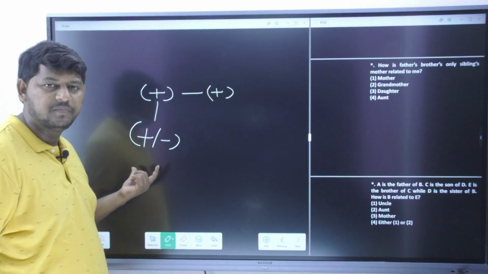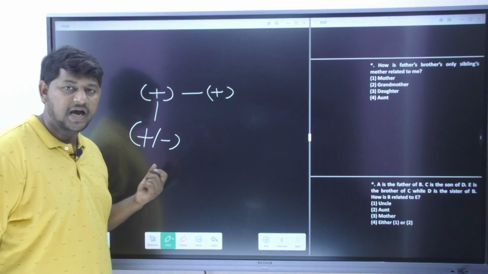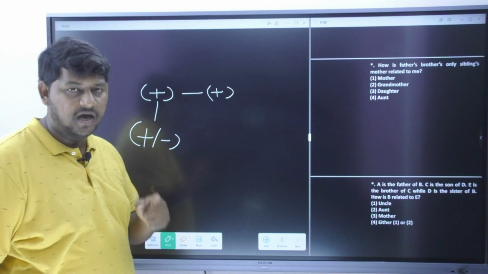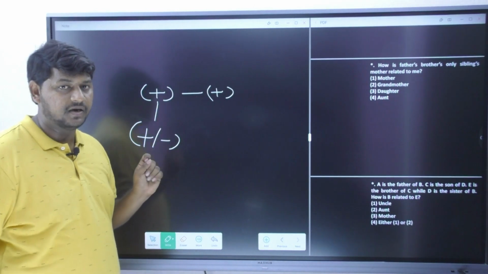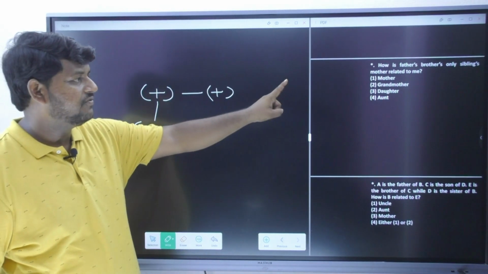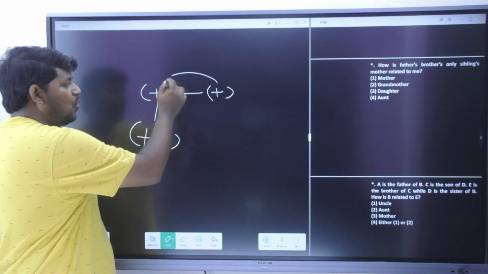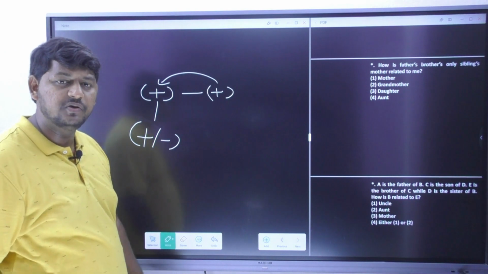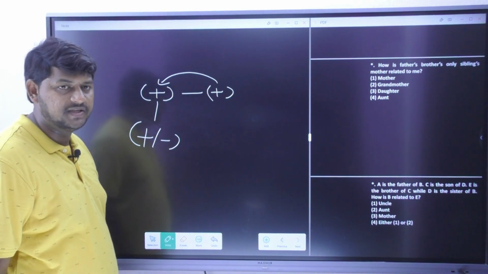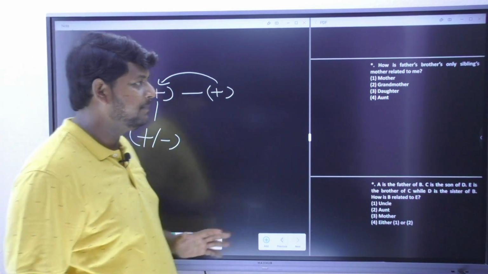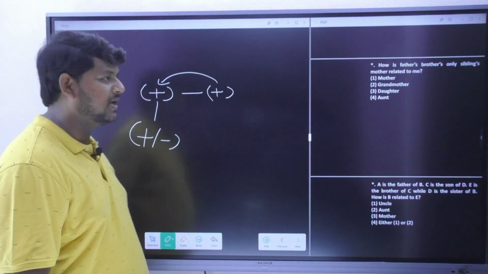I cannot confirm the gender of the speaker, but I can say my father's brother is definitely my uncle. Which uncle? Paternal uncle. My father's brother is having only one sibling, which is coming back to the speaker's father only. Please remember, it is again coming back to the speaker's father only. Only sibling's mother.